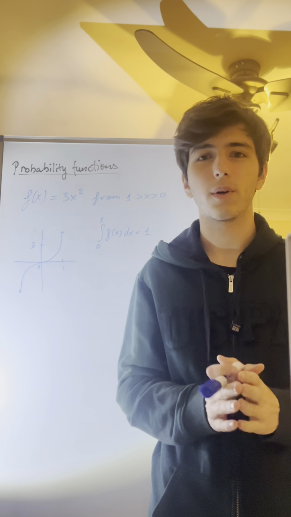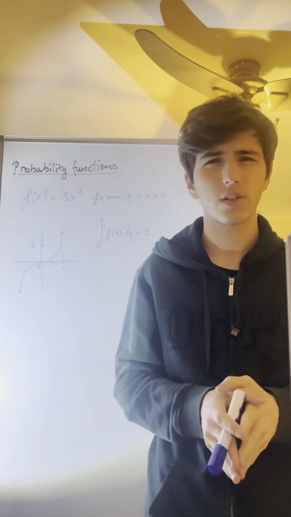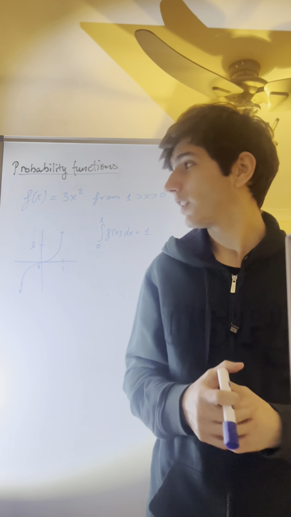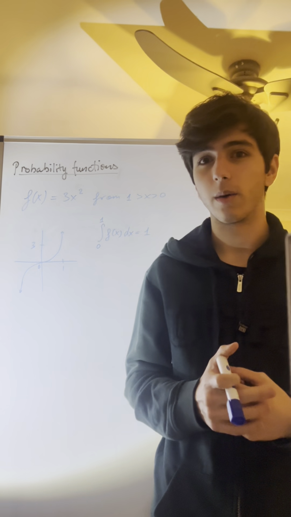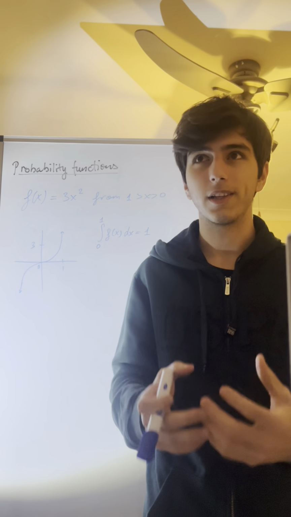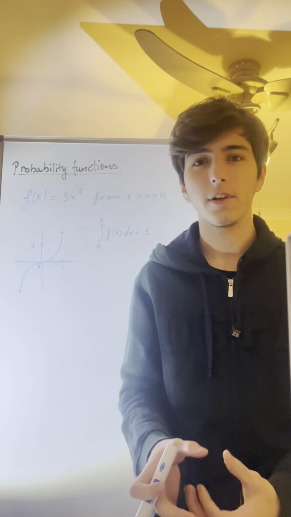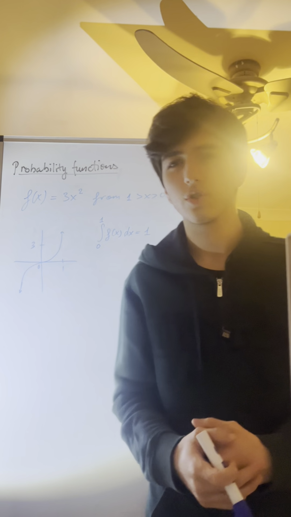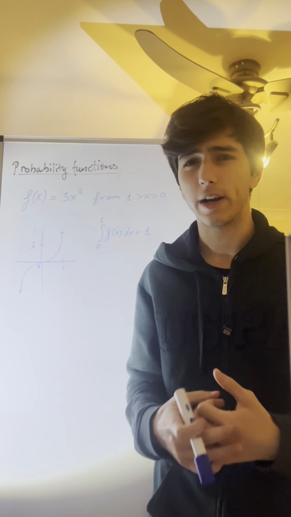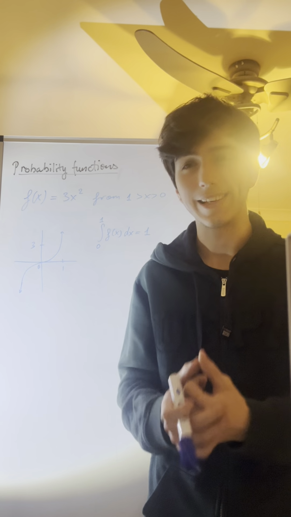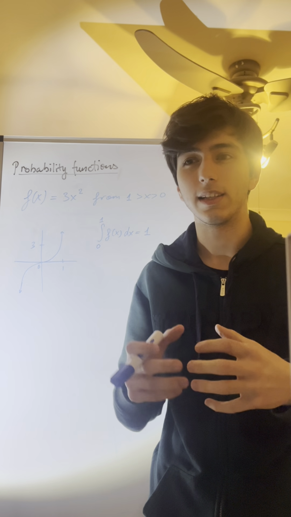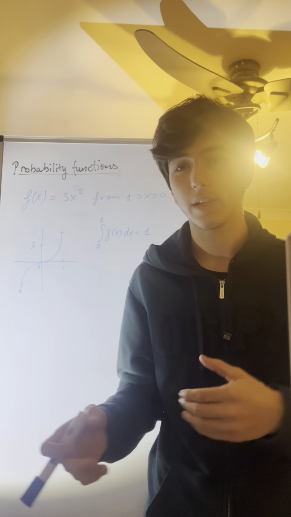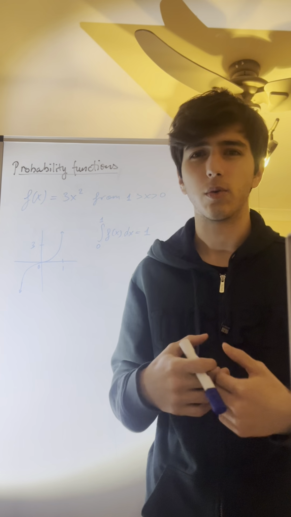Today we'll be doing probability density functions, and the way these functions work is basically they give you the probability that something can happen based on integration. So the condition for a function to be a probability density function is that the integral between the lower bound and the upper bound has to equal 1.